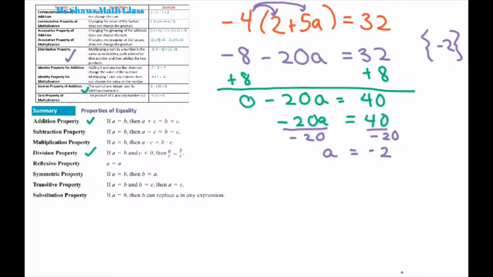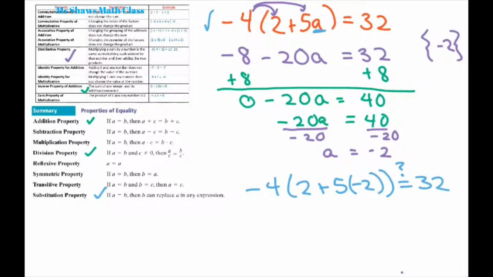Now we're going to use the substitution property of equality to check our solution. So let's just plug in -2 for this a. We're going to copy down this, but substitute. So we have -4 times 2 plus 5, and our a happens to be -2. And we're going to see, does that equal 32? So -4, now let's take care of this quantity here. So this is going to be 2, and 5 times -2 is -10.